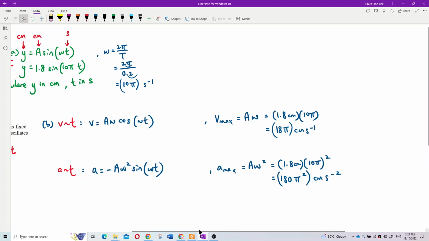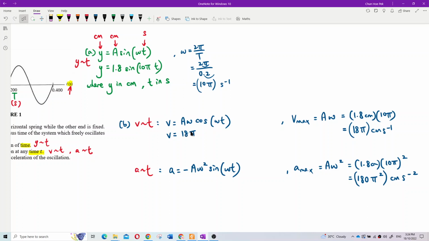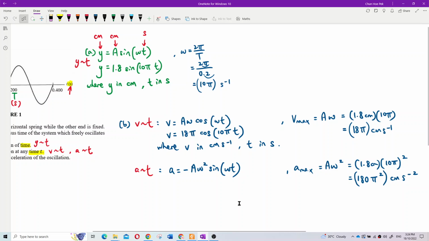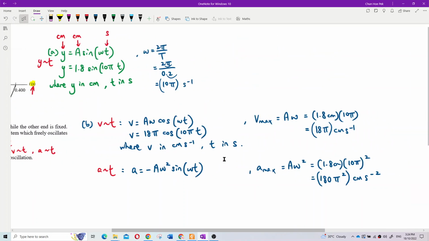You got the value already, you can substitute here. So what do we get? Just now velocity is 18 pi cosine, omega is 10 pi. Then you must write the unit: where velocity is in centimeter per second, and time in second, based on the unit given in the graph. You must write the unit, you know. If it's just the equation, you won't get full marks.